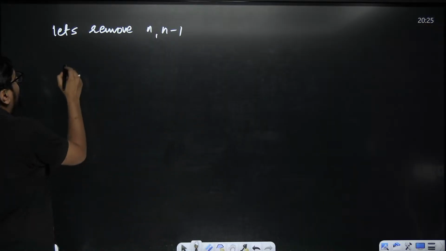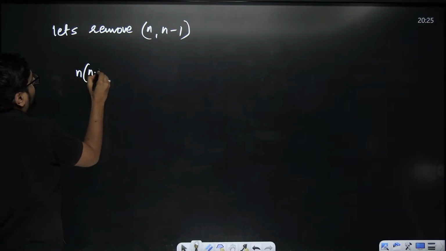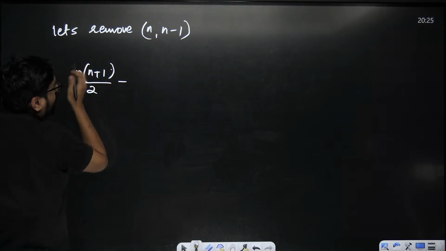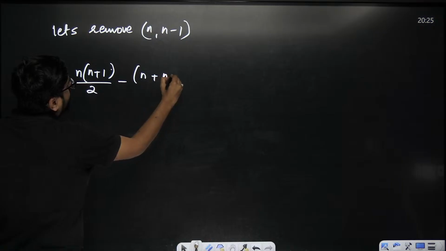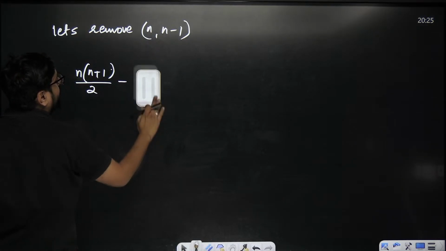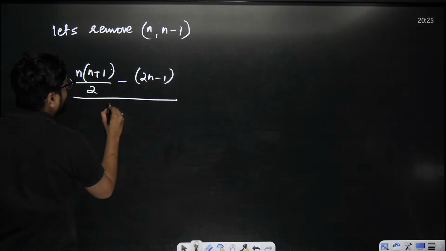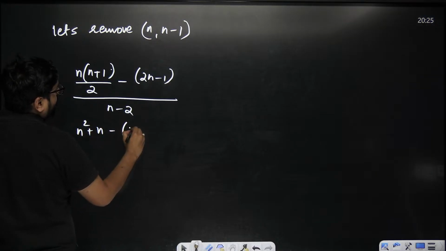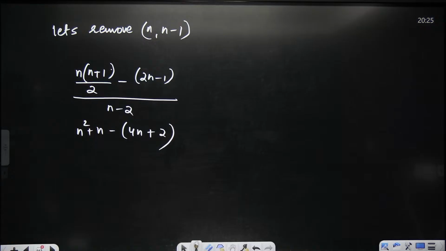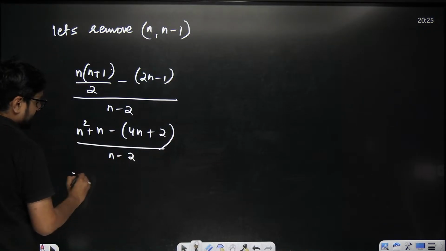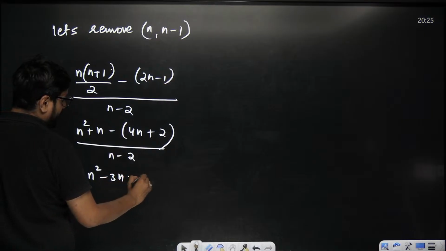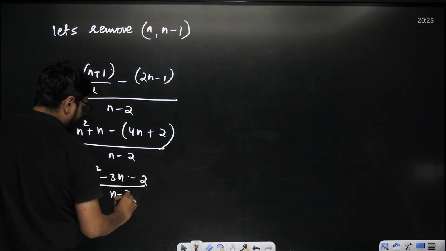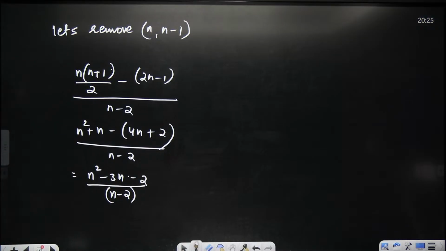So if I remove n and n minus 1, my average will be n into n plus 1 divided by 2 minus n plus n minus 1, that is 2n minus 1, divided by n minus 2. Now let's calculate this. n square plus n minus 4n plus 2, divided by n minus 2. So n square minus 3n minus 2 divided by n minus 2. Minus minus plus, this will happen, so plus 2.